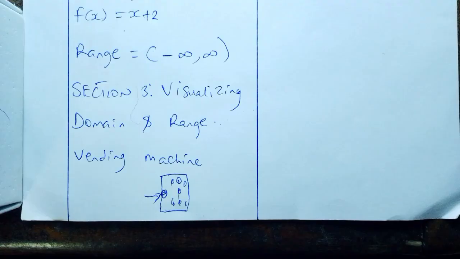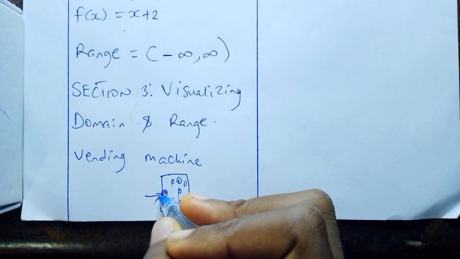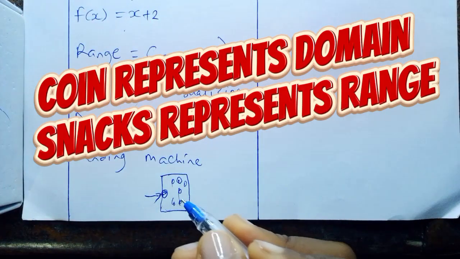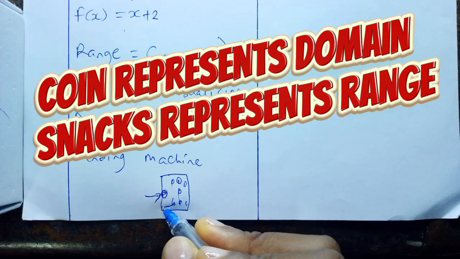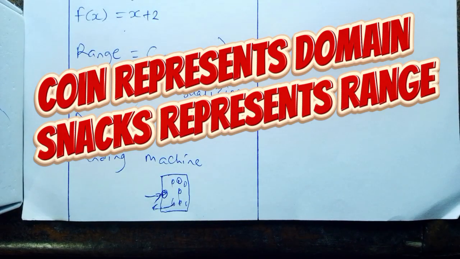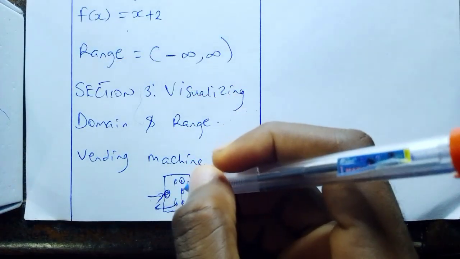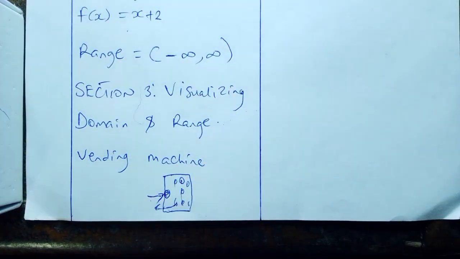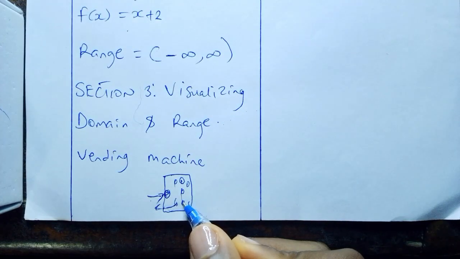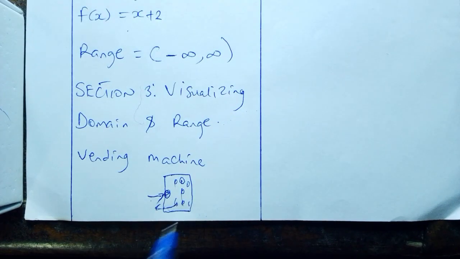So if you insert your coin, your domain, an output comes out, which is your range. One of the snacks comes out. So that is what domain and range means. Domain is input: insert your coin, then the vending machine produces a snack. So your coin is your domain, while the snack itself is the range, because it is the output. The coin inserted is the input. That is what domain and range is.